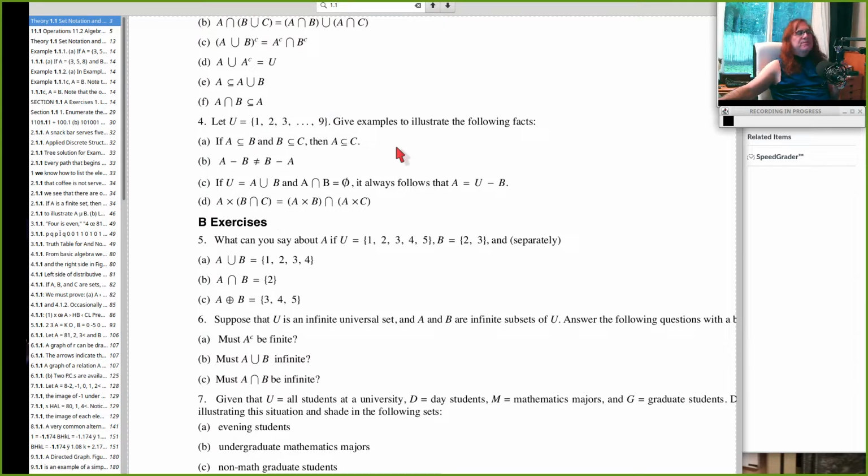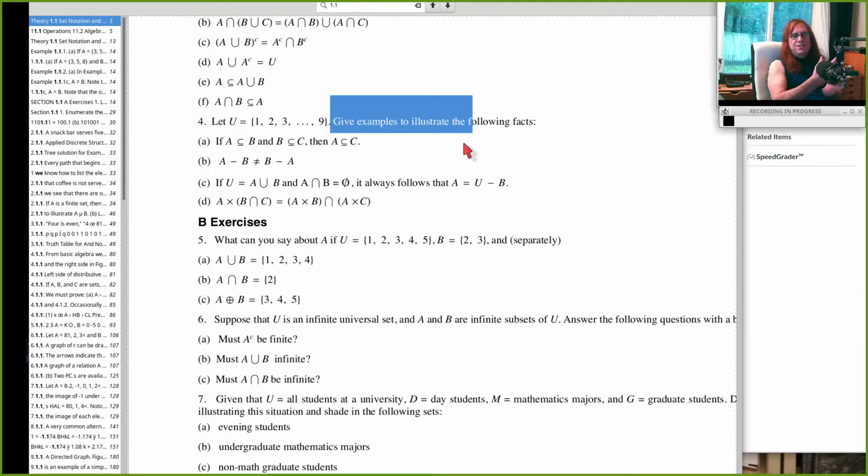So we're not proving these things, right? We could do a very formal mathematical proof and show that if A is a subset of B and B is a subset of C, then A is a subset of C. We can prove that, but that's a much harder thing to do. All you're asked to do here is give examples to illustrate these facts. So what's an example? Well, you pick a set A, you pick a set B, you pick a set C, and you say, hey, A is a subset of B, B is a subset of C, and guess what? A is also a subset of C.